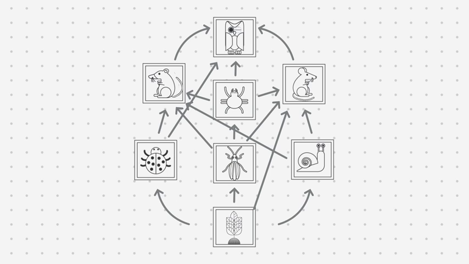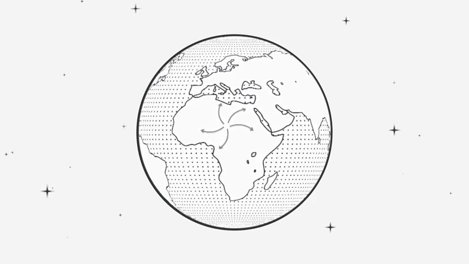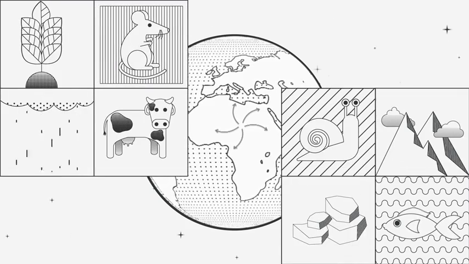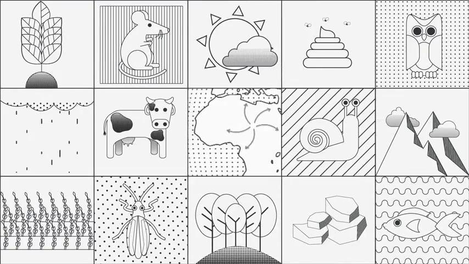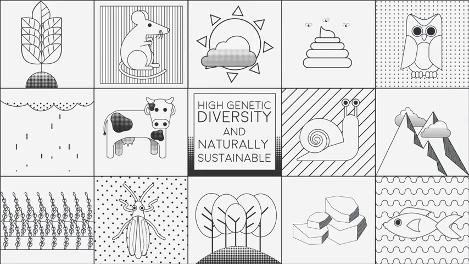All of these components interact through various nutrient and energy cycles to create large and incredibly complex webs. Sometimes these webs contain over 100 different components and span thousands of kilometers. So overall, natural ecosystems consist of many species of plants and animals, have long and complex food webs, and have high genetic diversity. They are also naturally sustainable.